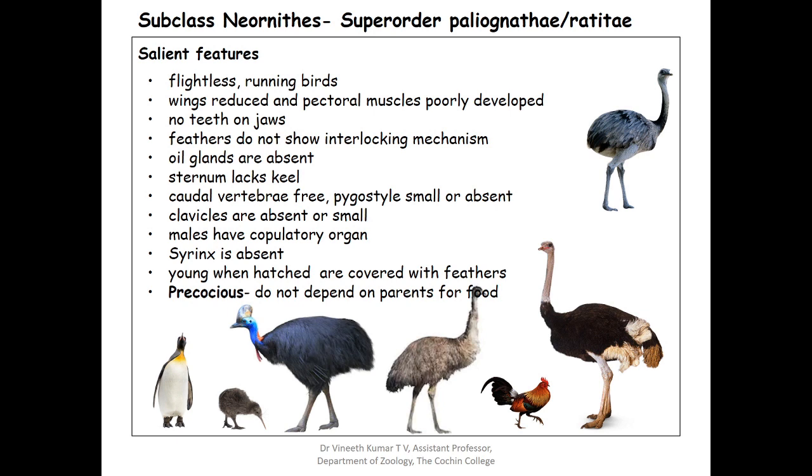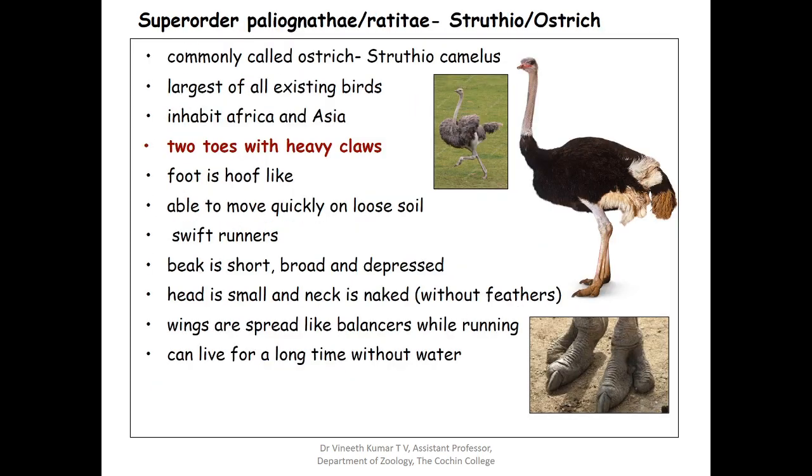So coming to the example of superorder Paleognathae or Ratitae, it is Struthio or ostrich. Ostrich, commonly, or Struthio, which is often called ostrich. Scientifically, it is Struthio camelus. It is the largest of all existing birds. It inhabits Africa and Asia.